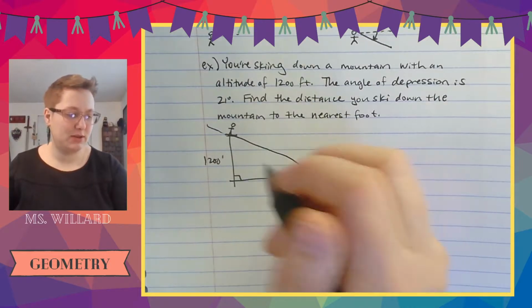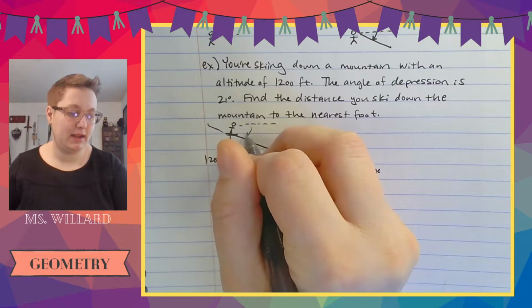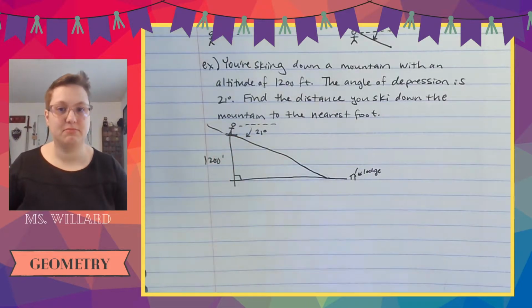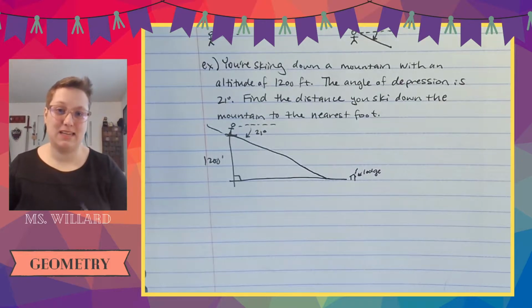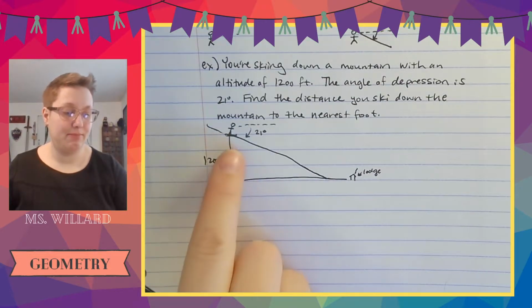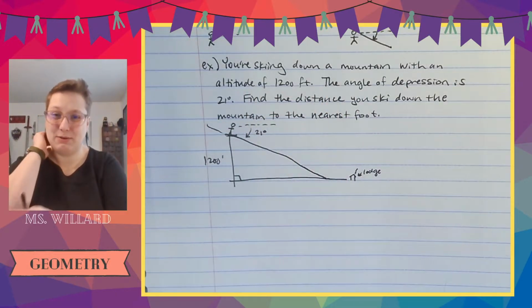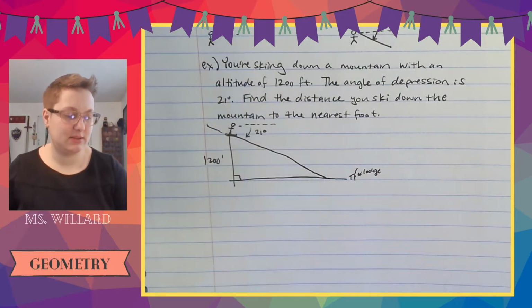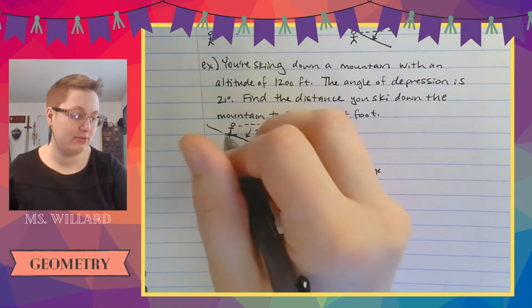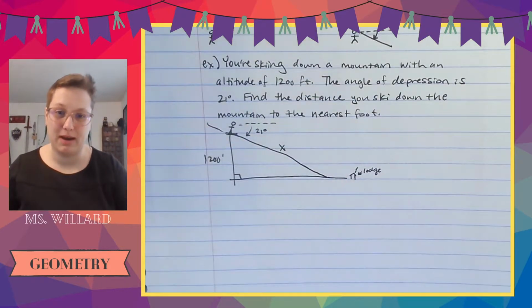The angle of depression is 21 degrees. So what that means is as I'm looking down the mountain, my angle of depression is 21 degrees. I'm going to assume that the height of my eyes is negligible because I'm going to be rounding anyways. But if it tells me about the person's height, I would probably include that. So 21 degrees is going down. And then I'm trying to figure out how far I'm going to be skiing down the mountain. I want to know the hypotenuse.